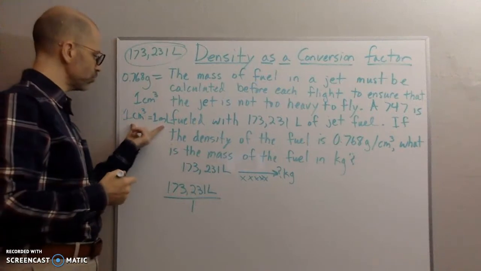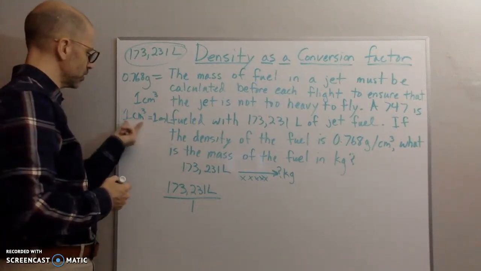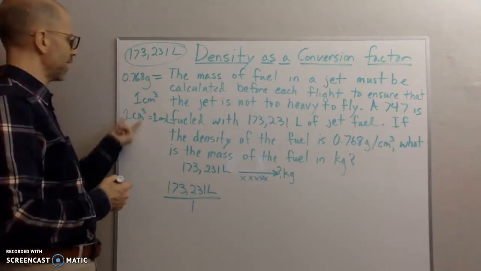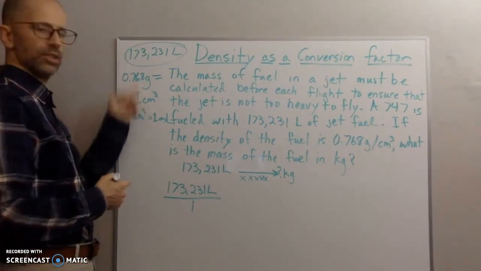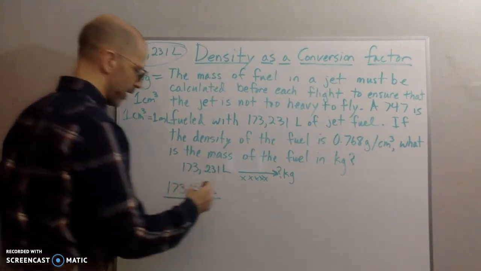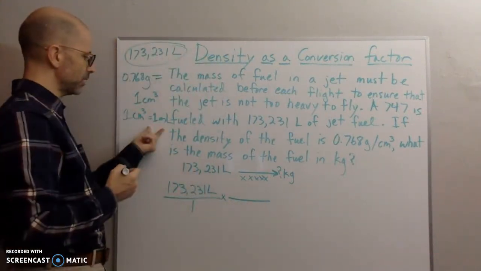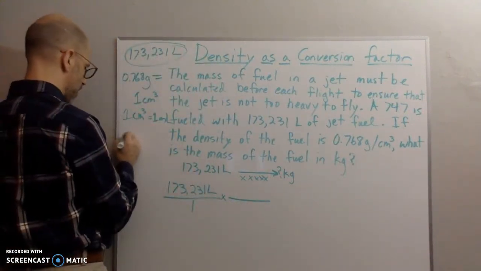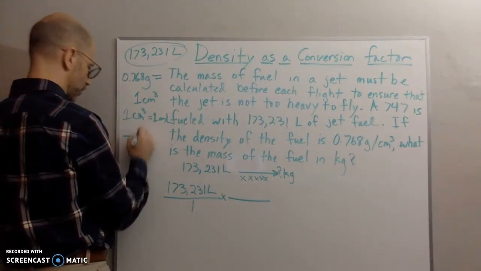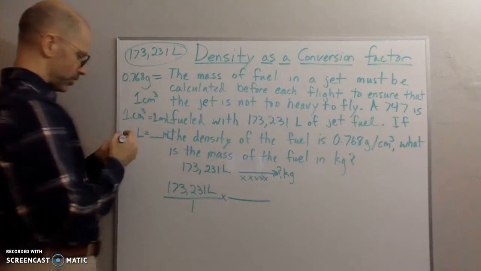So if I can get to milliliters, then I can use milliliters to convert to centimeters cubed, and then I can use my centimeters cubed to grams to convert to mass. So let's go ahead and do this. My first step is to get to milliliters, so I need my equality between liters and milliliters.